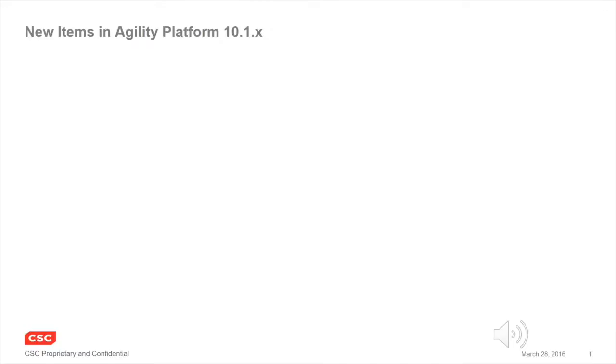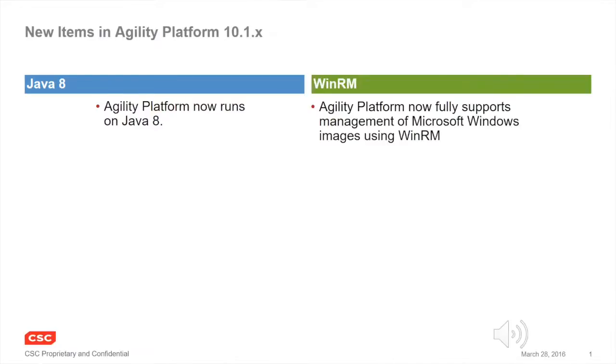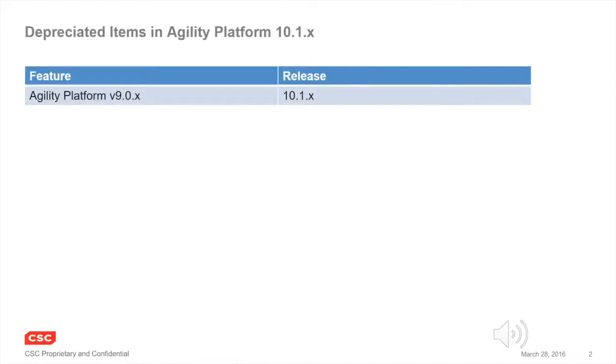Now, new items in Agility Platform. First one, Java 8. Agility Platform now runs on Java 8, and this will be even more important when we talk about what's deprecated. Agility Platform now fully supports management of Windows images using WinRM as well.